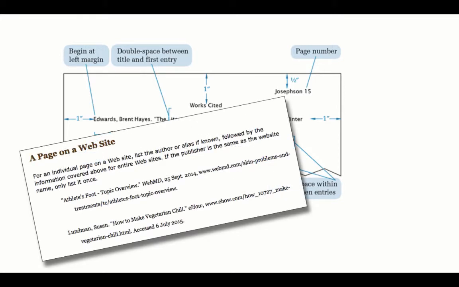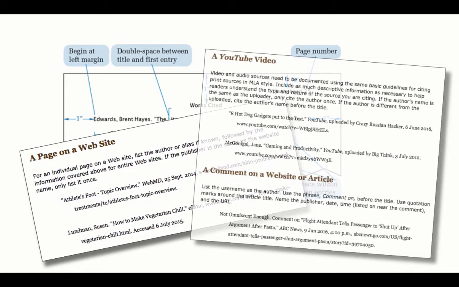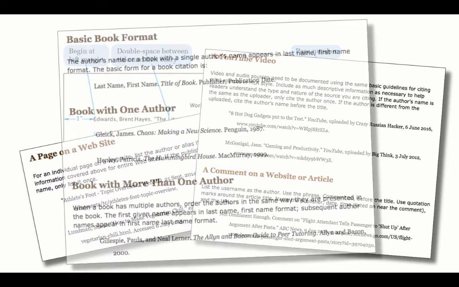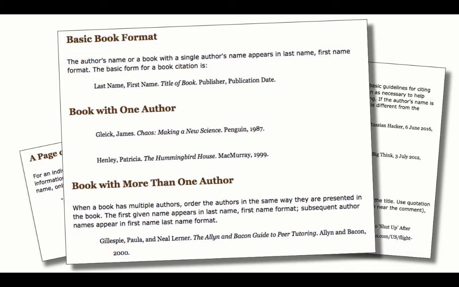It even will tell you exactly how do you cite a page on a website. And you'll notice there are certain things that have quotation marks and capital letters. There's periods, spaces, things that are in italics, all kinds of commas. You need to know exactly where to put those commas and periods and spaces and capital letters. It even will tell you things like YouTube videos or if you're going to cite a comment on a website. And then it even will tell you how to cite a book.